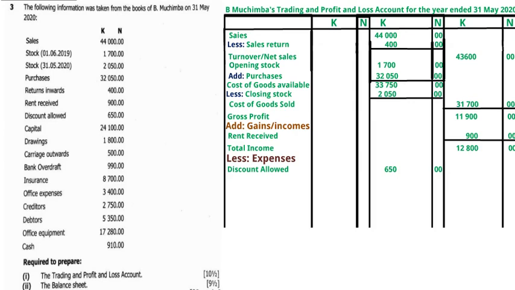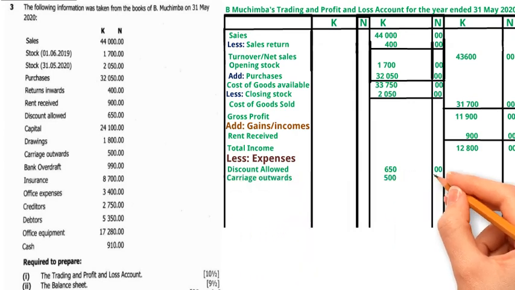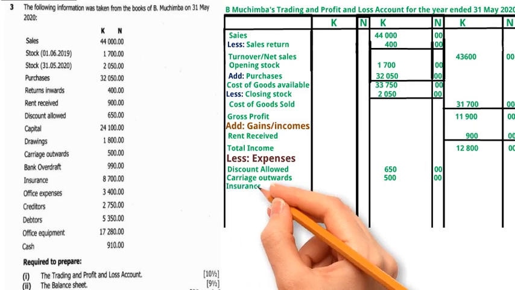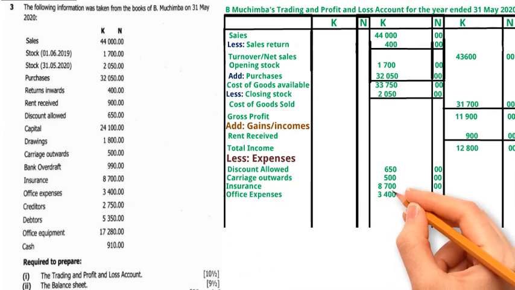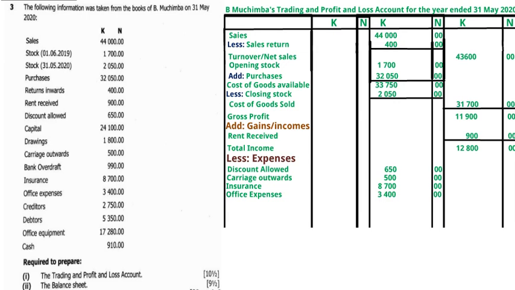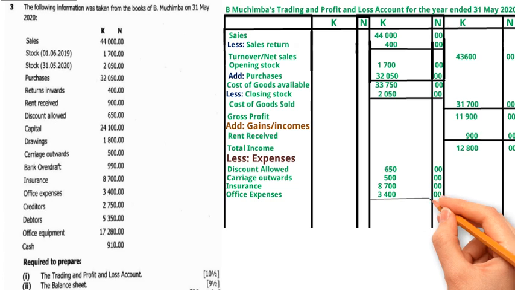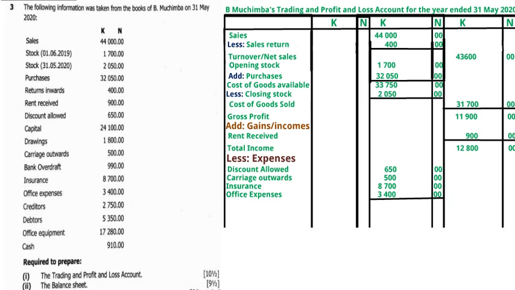Then carriage outwards, that is 500. Insurance that was paid, that is 8,700. Office expenses, that is 3,400. Now, these are the expenses. Okay, so first let's find the total of the expenses.